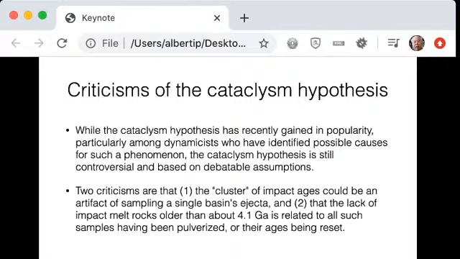The second is a similar thing. The lack of impact rocks older than 4.1 billion years only means that we haven't found them. If we find them, we may have to adjust this theory.